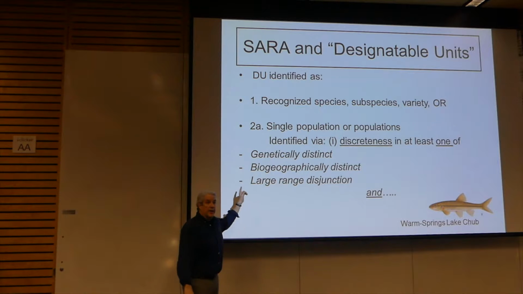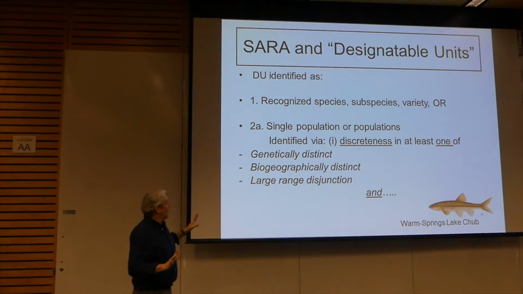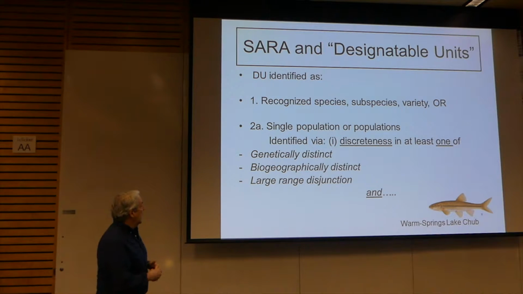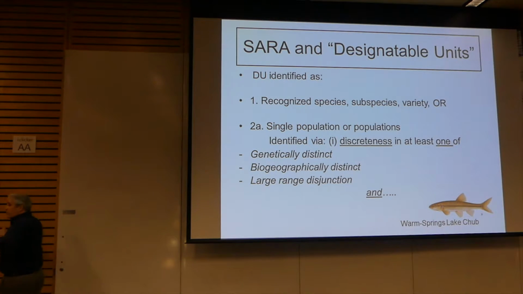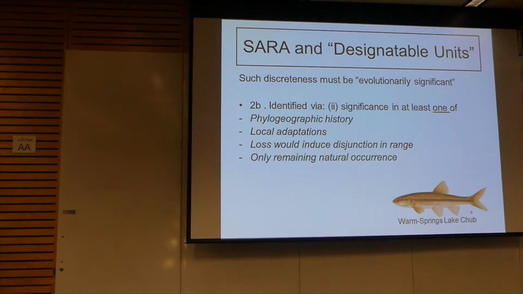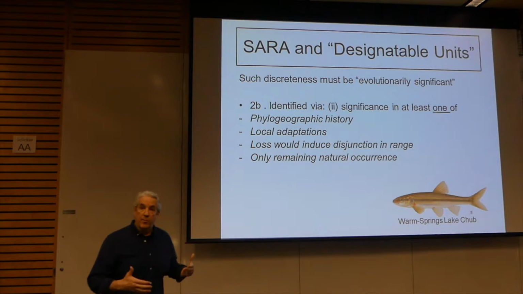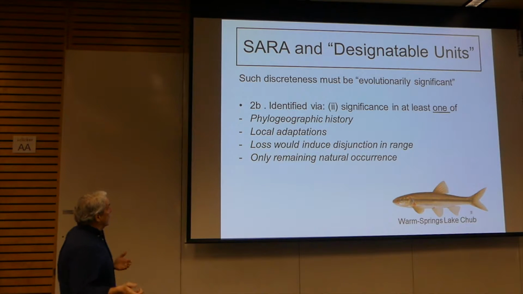It has to be genetically distinct, by any way you can demonstrate that, molecular or otherwise. Or biogeographically distinct, so in a different ecozone, a different watershed, or a large range structure, east of the Rockies, west of the Rockies, that sort of thing. So they have to be discrete from all the other ones in the taxon, and that discreteness must be evolutionarily significant. It must mean something to the evolutionary legacy or the persistence of the animal or its evolutionary potential in the environment in which it lives, or plant.